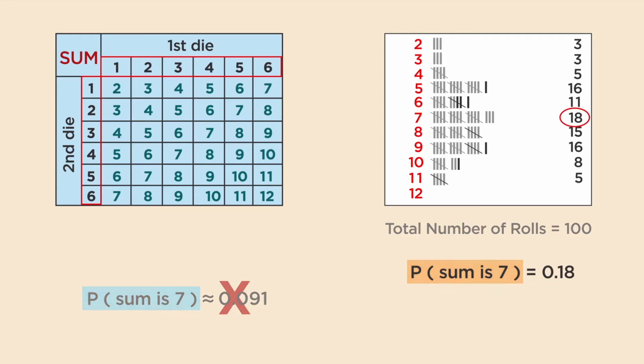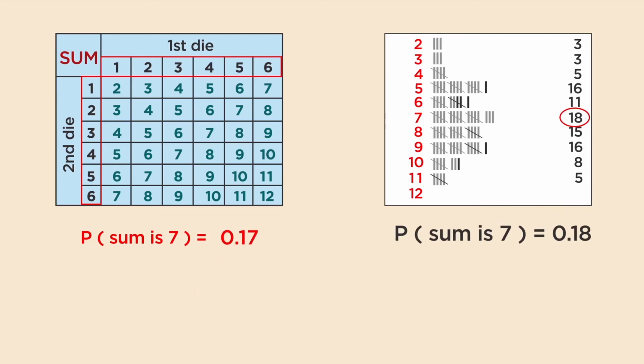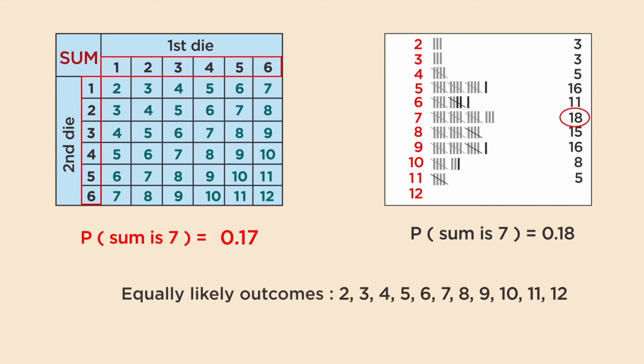Let's look at the diagram again to find all the squares with a 7 in them. There are 6 of them. We have a total of 36 equally likely outcomes. The probability of getting a 7 is 6 out of 36, which is close to 0.17. This is very close to the value that we get from the computer simulation. Our initial guess 1 over 11 is wrong because we have assumed that all the 11 different outcomes are equally likely. But in fact, they're not.